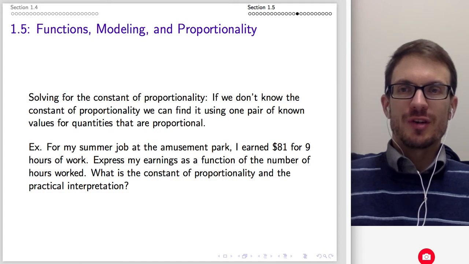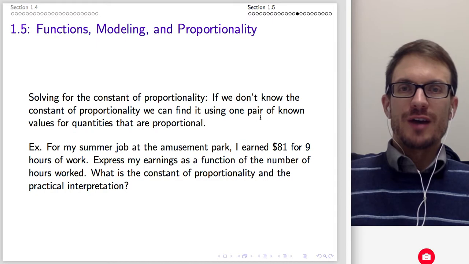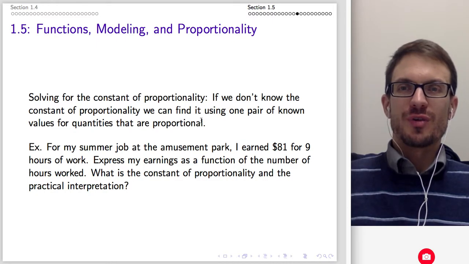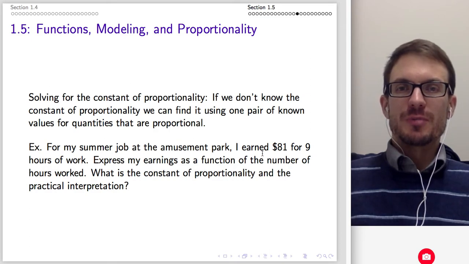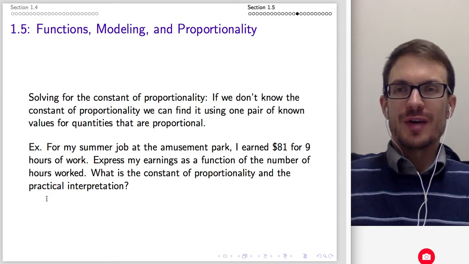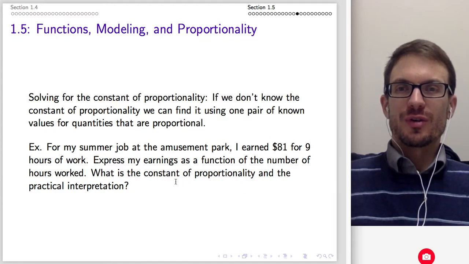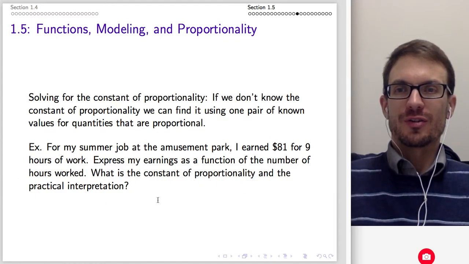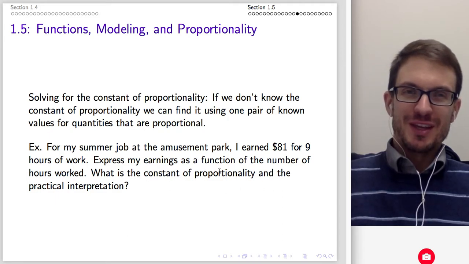So comment, solving for the constant of proportionality. If we don't know the constant of proportionality, we can find it using one pair of known values for quantities that are proportional. So here's an example. For my summer job at the amusement park, I earned $81 for 9 hours of work. Express my earnings as a function of the number of hours worked. What's the constant of proportionality and the practical interpretation? So stop the video and do this.